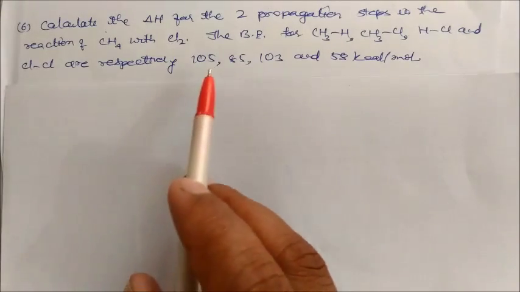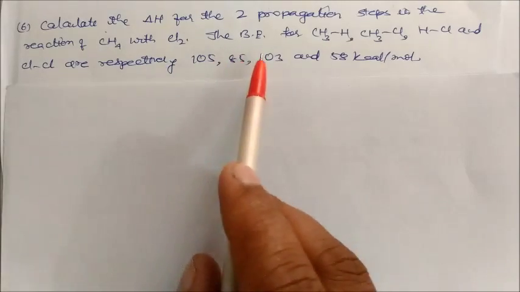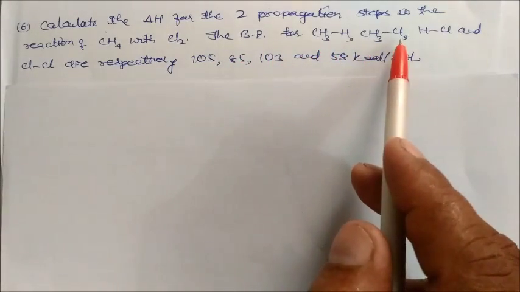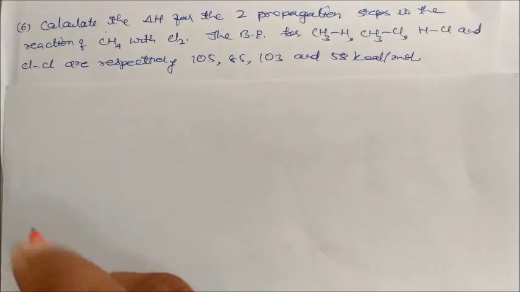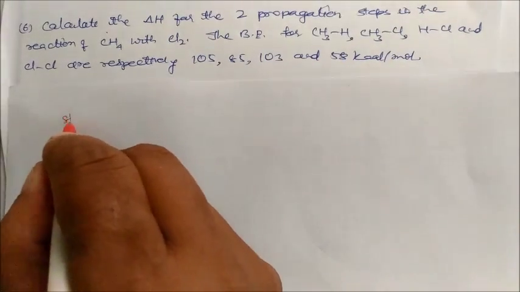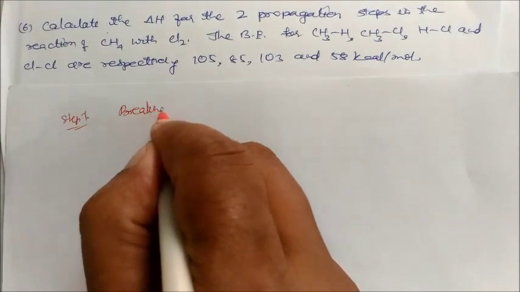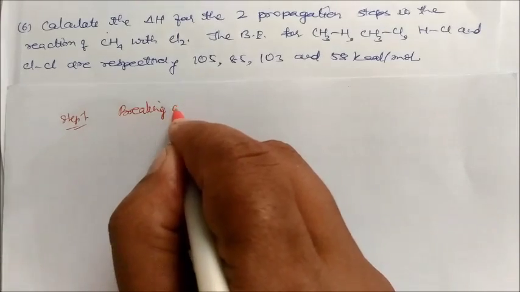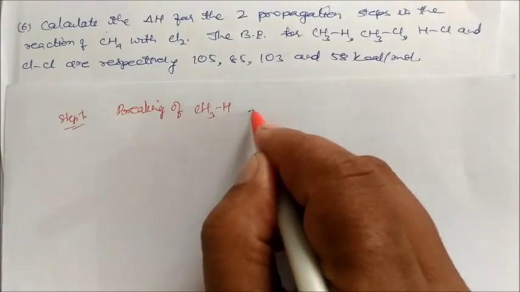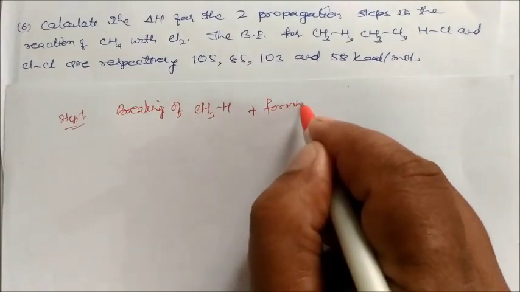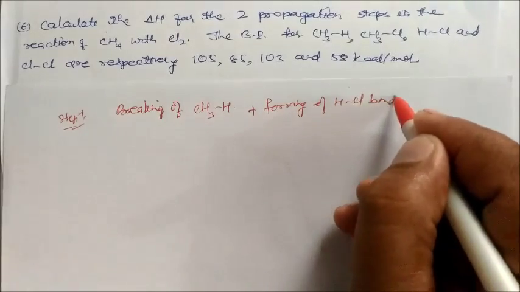Calculate the delta H for the two propagation steps in the reaction of methane with Cl2. The bond energies of CH3-H, CH3-Cl, H-Cl and Cl-Cl are given. So what will step 1 be? Step 1 will be breaking of the CH3-H bond and forming of the H-Cl bond. So this is our first step.